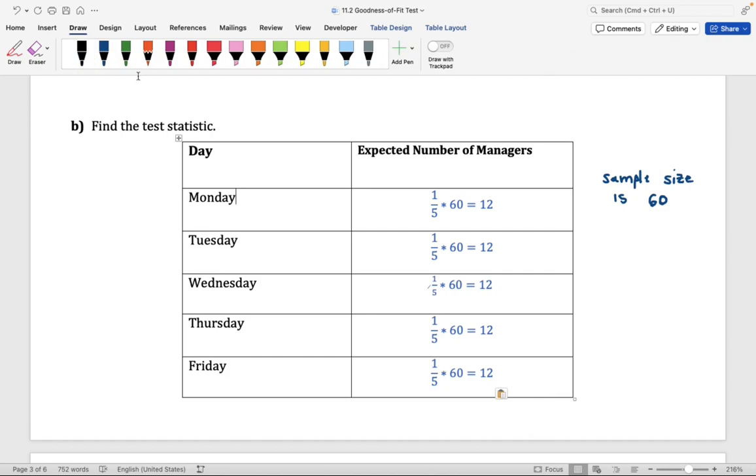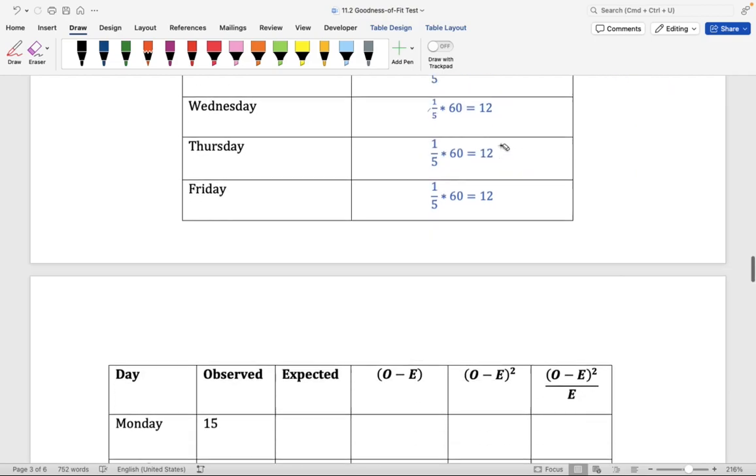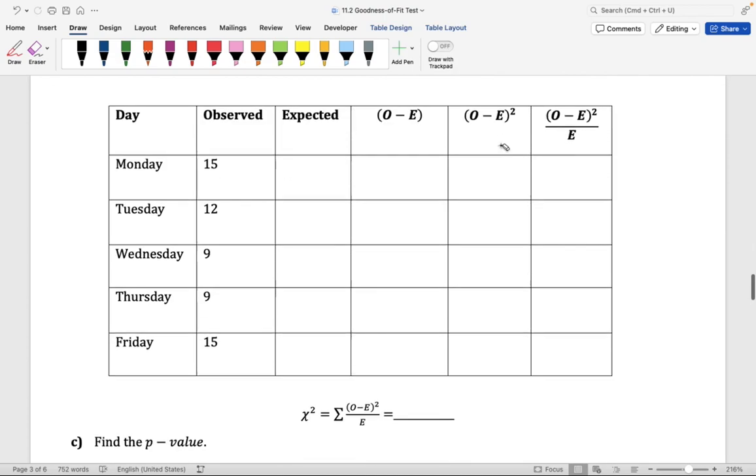I like to show you how to do it the formal way, because if the probability for each of those categories was different, then we would just need to take that probability times the sample size. Okay? So for example, if the probability of someone being absent on Monday is, let's say, 20%, then for the expected value, we're going to have the probability, 0.20, times the sample size, which is 60, and that is going to give us the expected count. So I like to think of finding the expected count by taking the probability for that category times the sample size. Okay, so now we have the expected values. With those values, we're ready to move on to finding the test statistic.